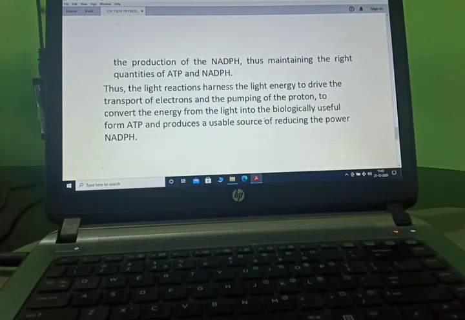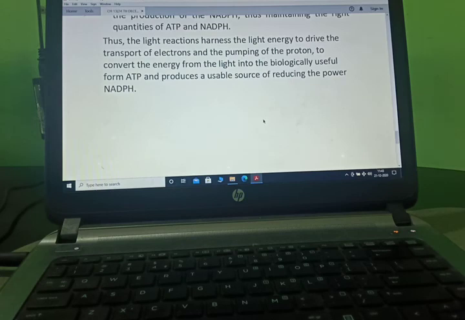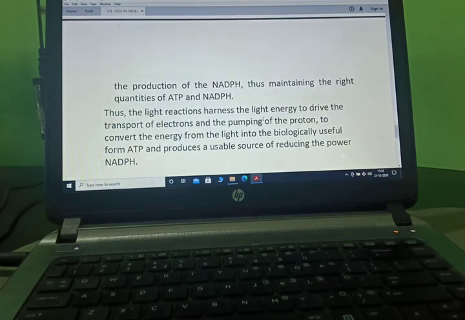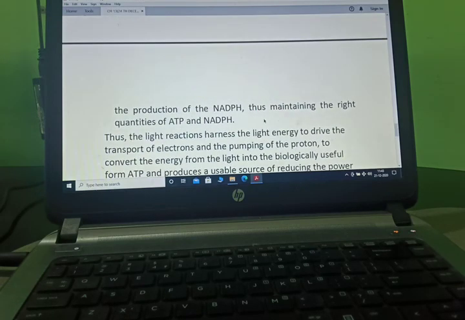Thus, the light reaction harnesses the light energy to drive the transport of electrons and pumping of protons to convert the energy from light into biologically useful forms, ATP, and produces a usable source of reducing power, NADPH. So in this part we have studied today about light reaction.